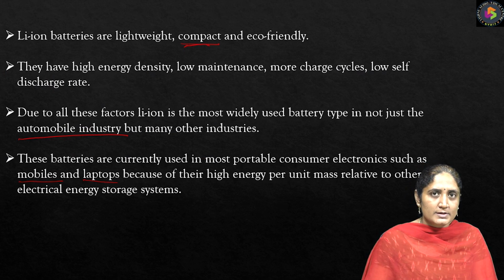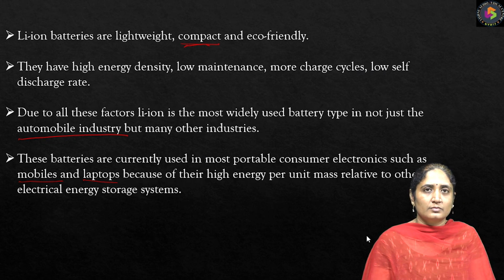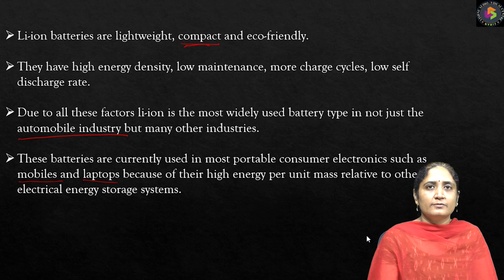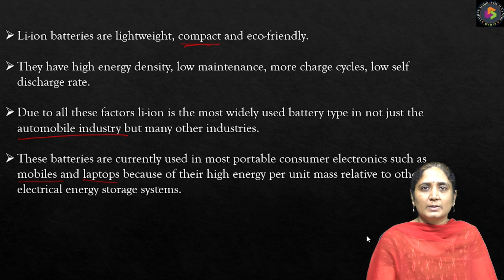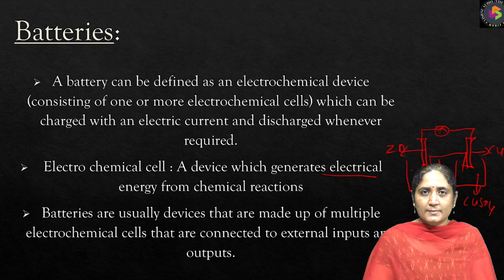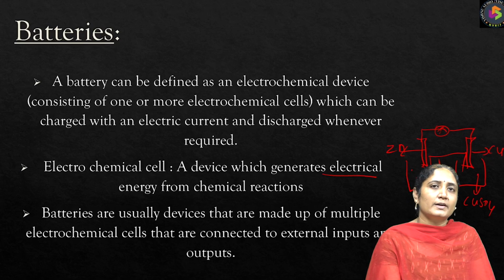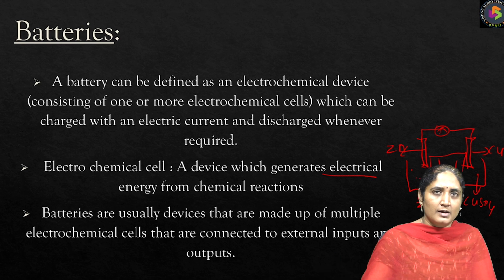Regarding today's class, what we discussed: what is meant by battery. A battery is a device which stores energy. A battery is a combination of a number of electrochemical cells. A series of electrochemical cells which store energy is called a battery. So that is about the battery. The series of electrochemical cells combine to form a battery, that we know.